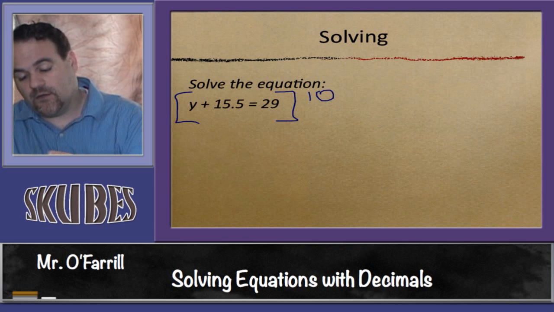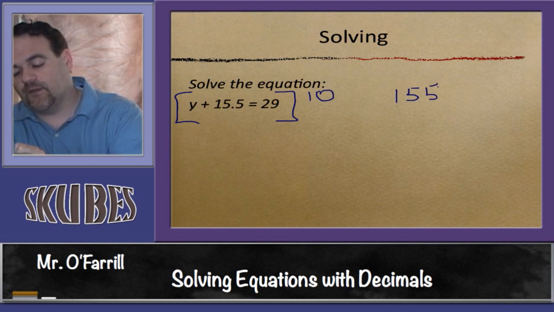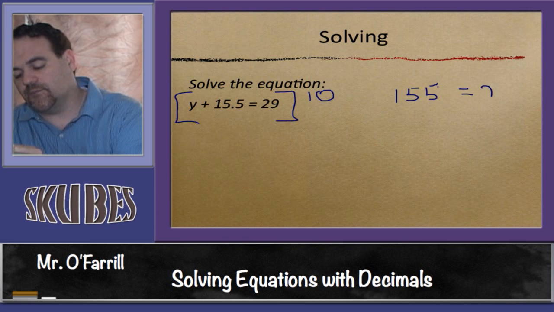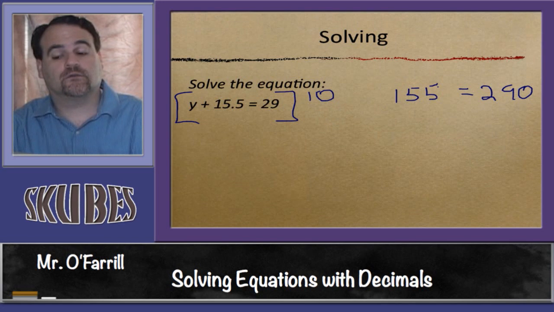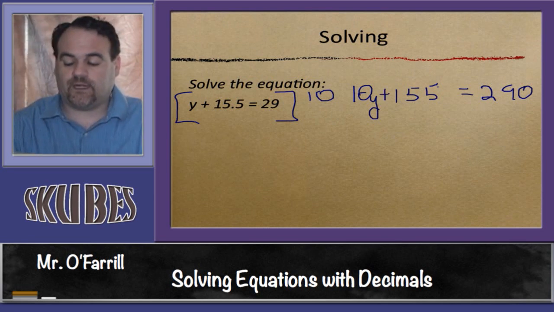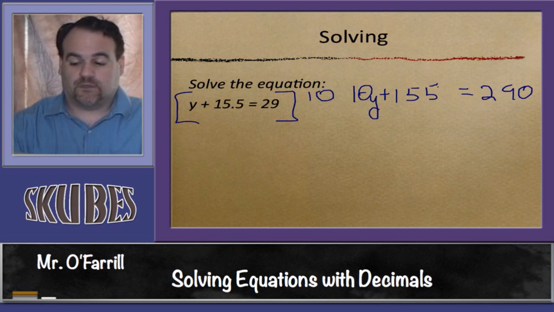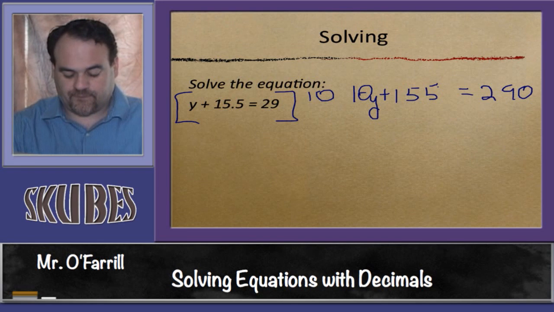So 15.5 becomes 155. 29 becomes 290. And y becomes, well, 10y. Okay, and now we have something without decimals. The numbers are a little bit big though. Hope you're okay with that. So what are we going to do? 10y plus 155 equals 290.